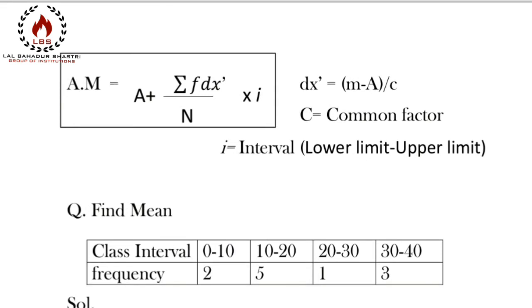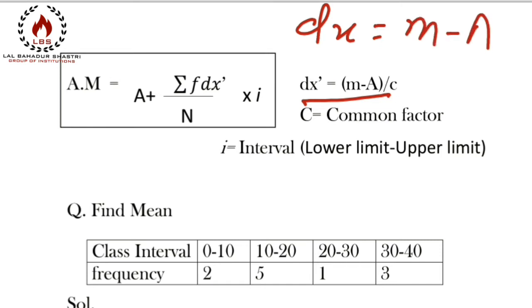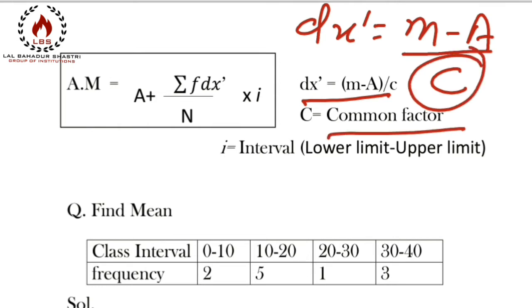This is the formula. dx means m minus a. In the case of discrete series it is x minus a; in the case of continuous series it is m minus a. M means mid value, a is the assumed mean. For finding dx dash, just divide m minus a by c. And what is this c? This c is the common factor. What is a common factor?